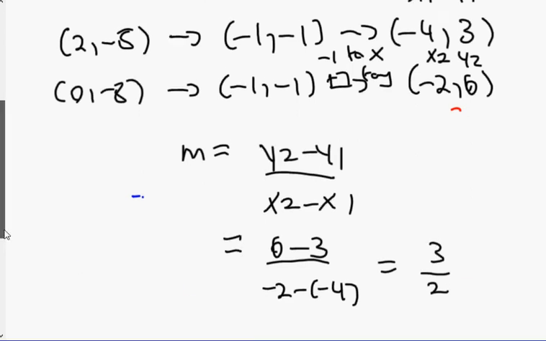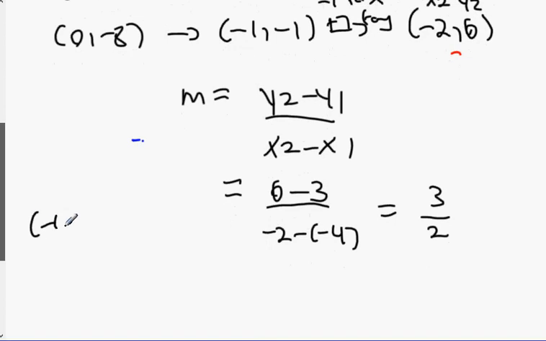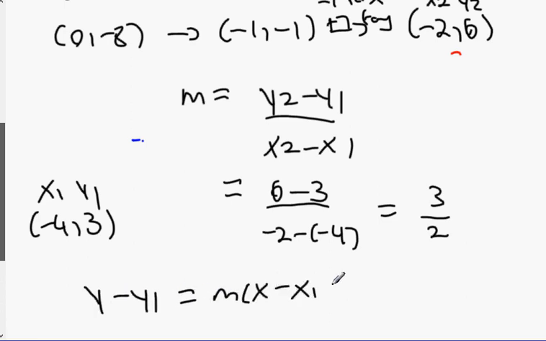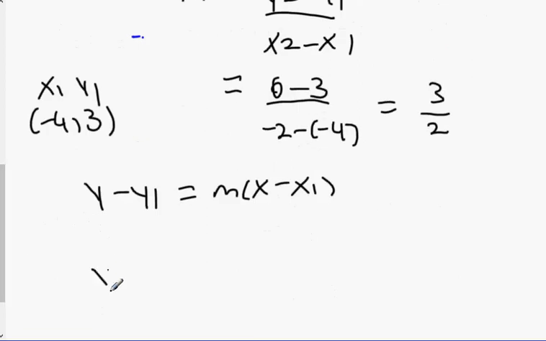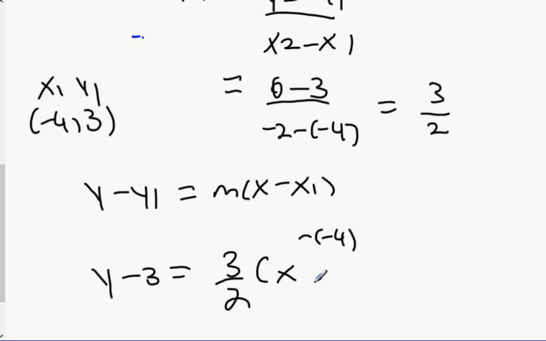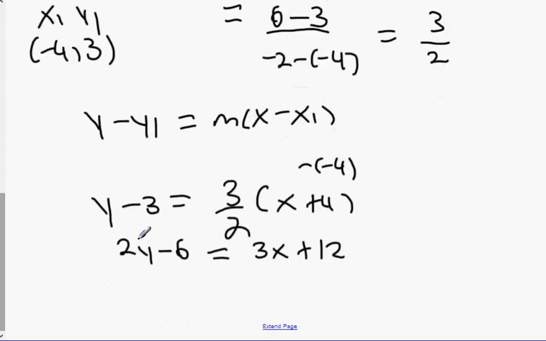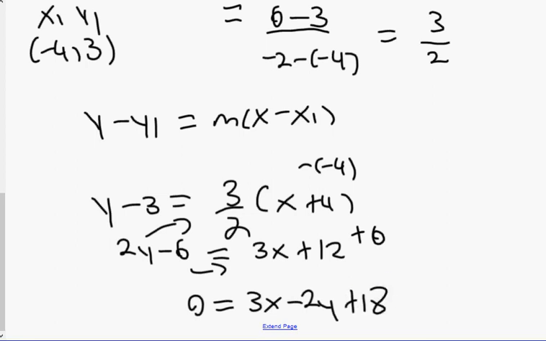So slope is maintained through translations and central symmetry. Okay, guys. So now we've got to do our equation of a line, x1, y1. So it's going to be y minus y1 equals m into x minus x1. Once again, the same deal. We're going to get y minus 3 equals 3 over 2 into x minus minus 4, which is x plus 4. Cross multiply: 2y minus 6 equals 3x plus 12. Bring the y's and the 6's over to your side. 0 equals 3x minus 2y, that's plus 6, so it's going to be plus 18.